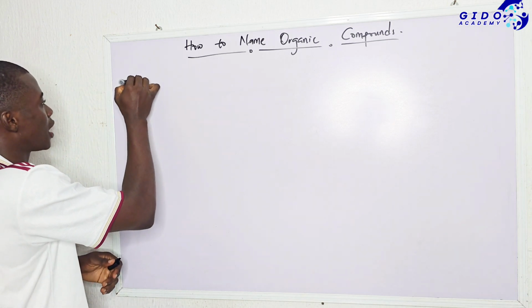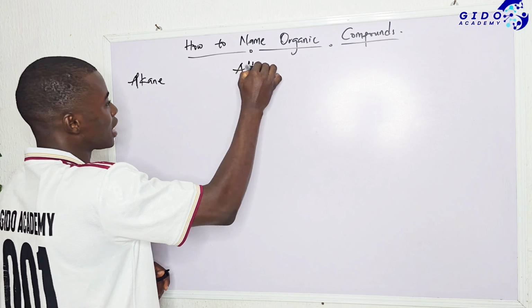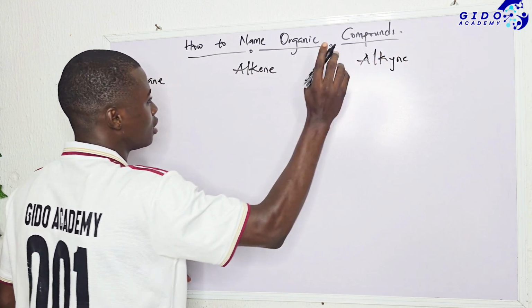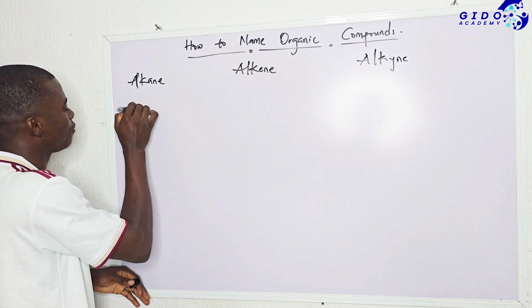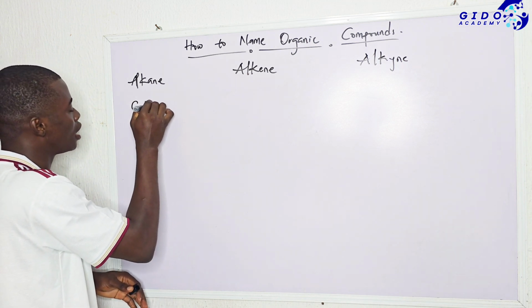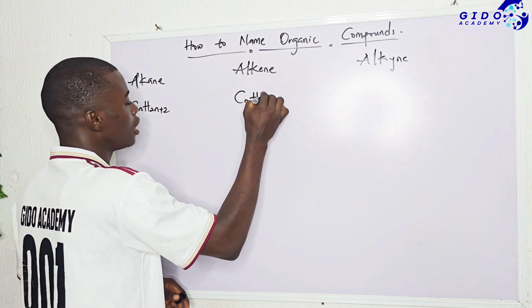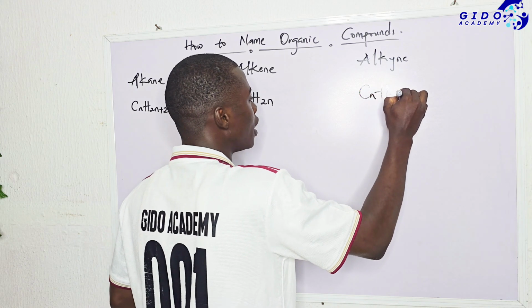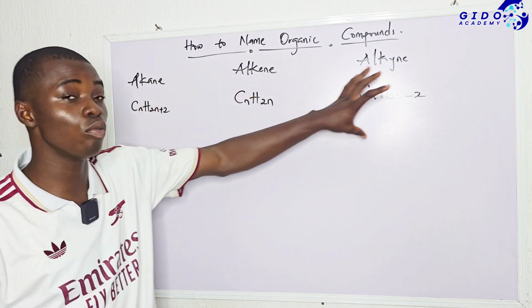Let me show you something. Alkane, this is alkane. This is alkene, and this is alkyne. So this is part 1 of this video. We are going to go to part 2 of it. So we have CnH2n+2 for alkane, CnH2n for alkene, then CnH2n-2 for alkyne. So this is their general formula.